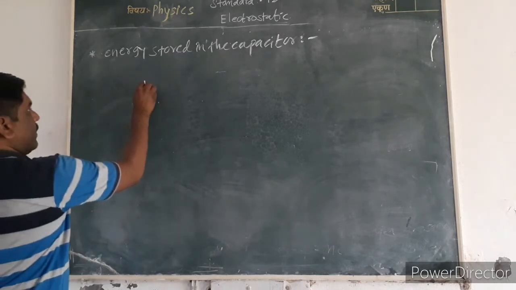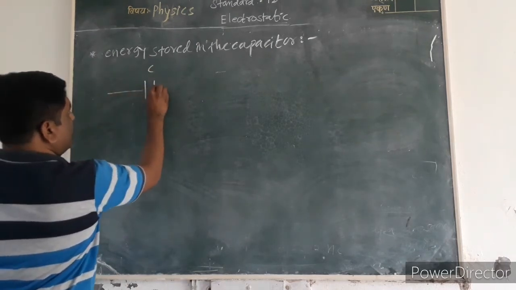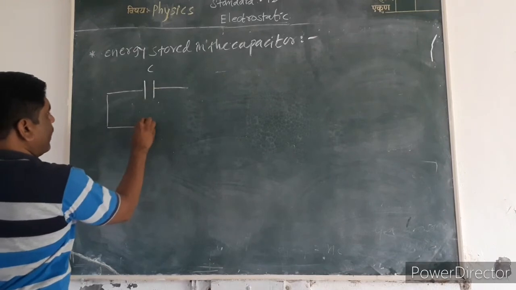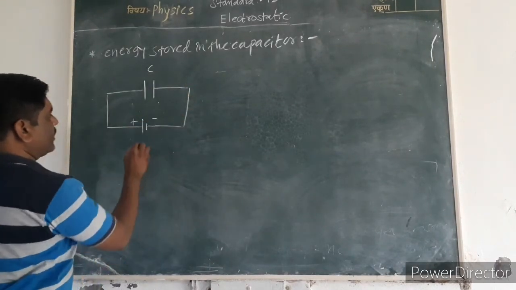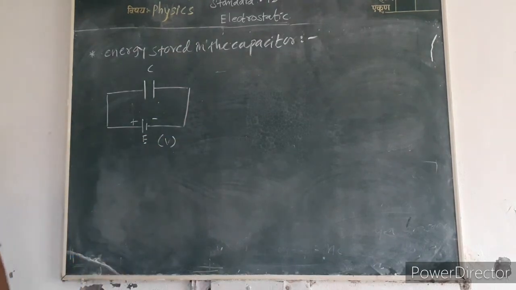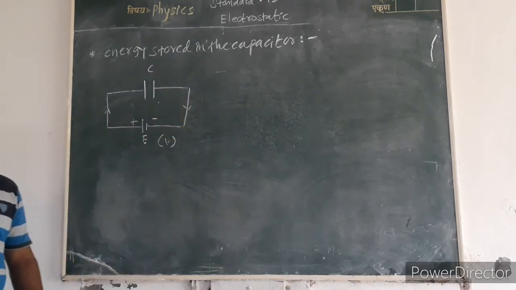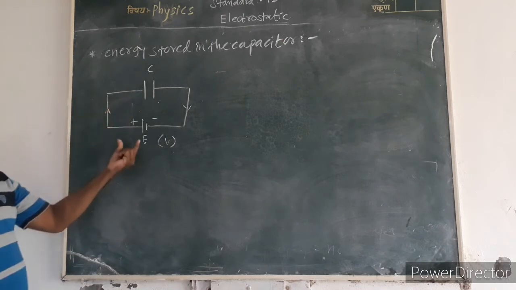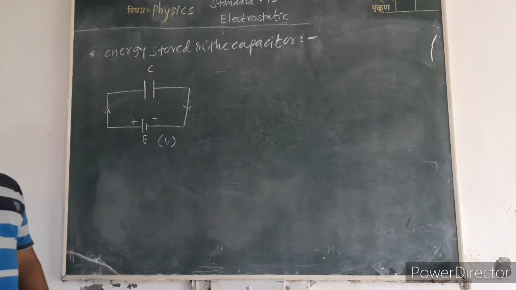Suppose we consider a capacitor with capacity C connected across a source of electricity E, and whose potential is P. Due to this cell, the capacitor stores some charge.